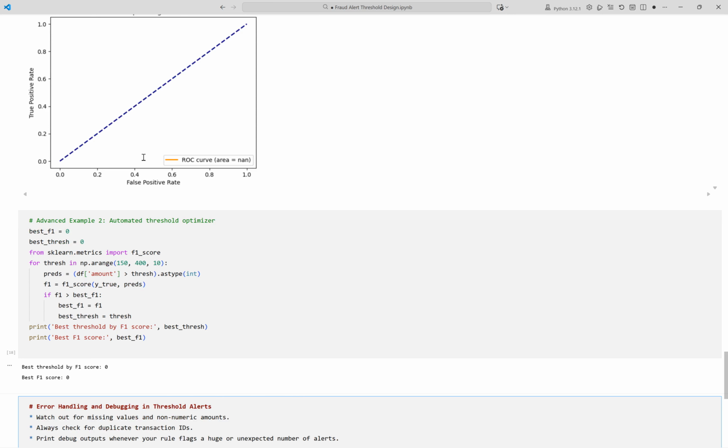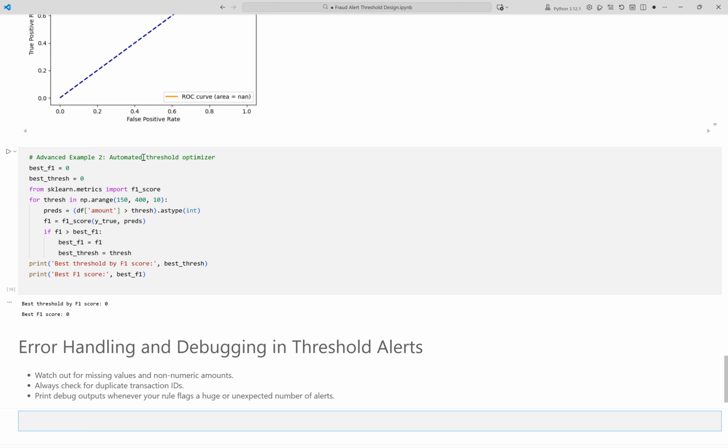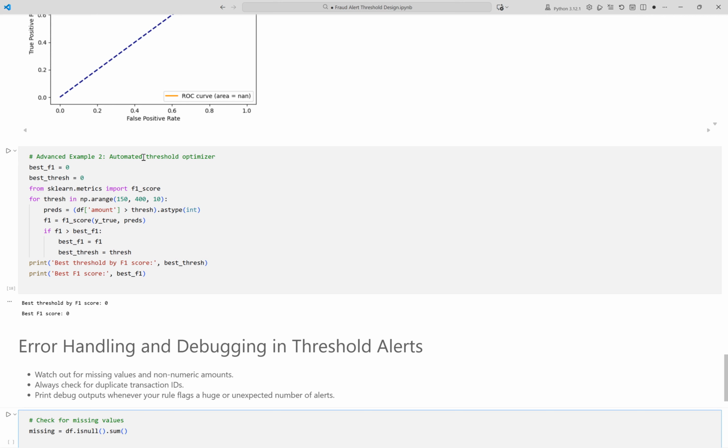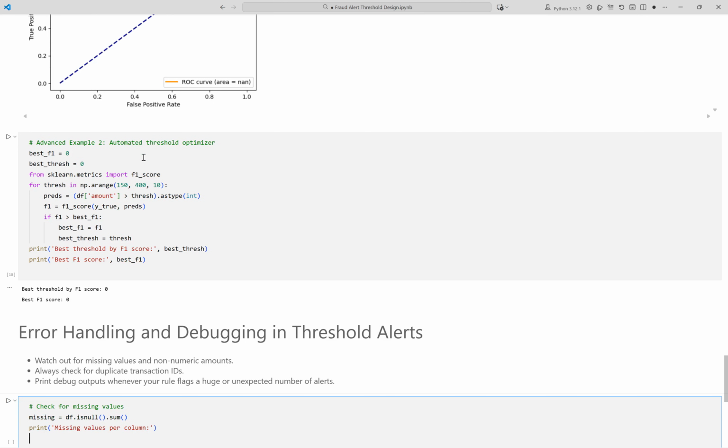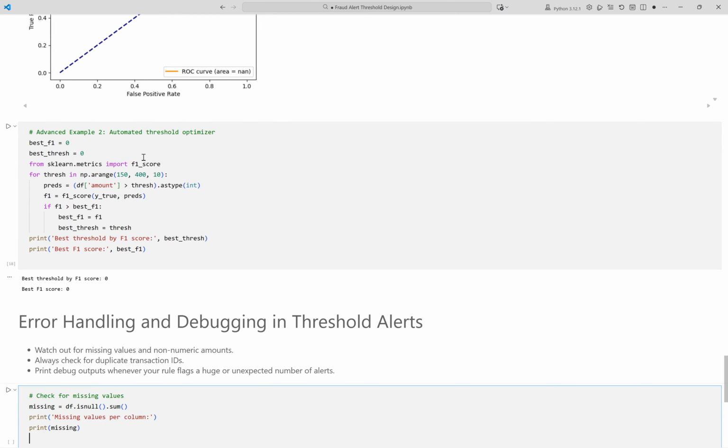Running the cell now. We count missing values in all columns to catch data quality issues. We print the sum of missing values for each column. We print a label to clarify what is coming up in the output. We print the missing values by column.